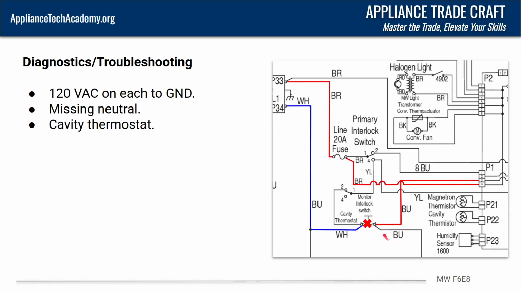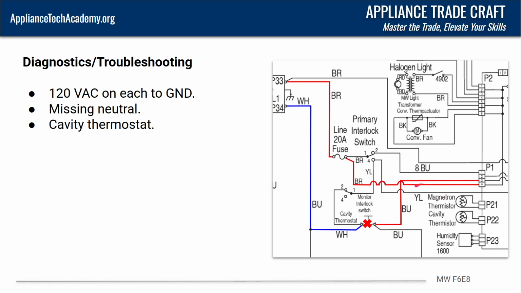So in this scenario, we have a bad cavity thermostat. It's open. It's failed. Line voltage would then pass through the entire control board and come right back out on that neutral line, and it would sit right there. I've seen this before a couple of times, which is why I'm including it in this training.